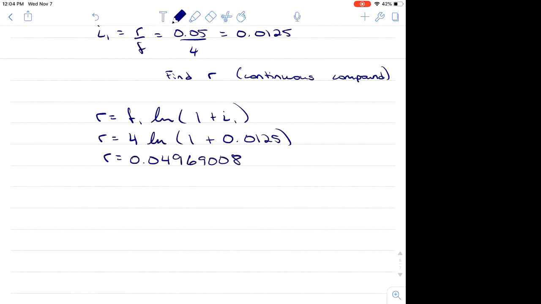Okay, got it sorted. So I took 1.0125 and then I took the ln. Once you have the 1.0125 on your screen, you hit the ln button and then times 4 and then equals. So ln, equals, and then multiply. It shouldn't matter.